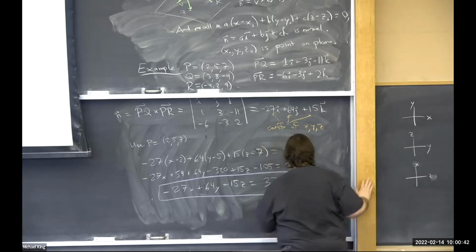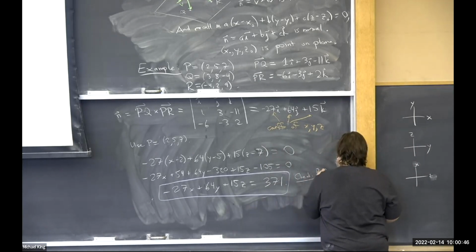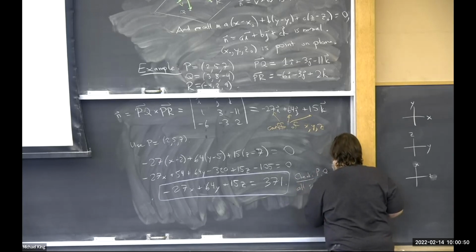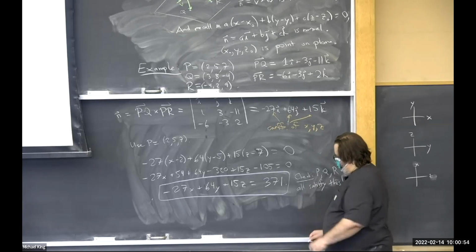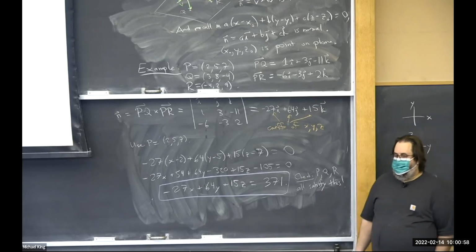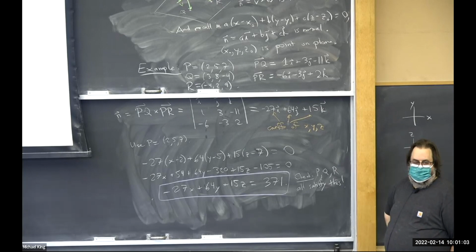So if you haven't, just check that P, Q, and R all satisfy this. So this process does work. All right. Kind of neat that you can find the equation containing 3 random points. I didn't say it was nice, but it does work. And it's the one equation that does that.